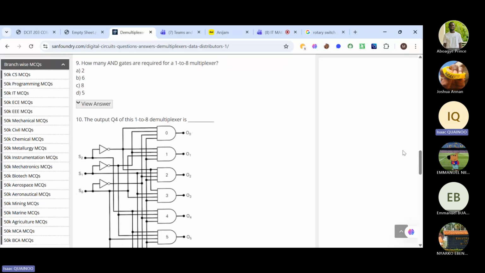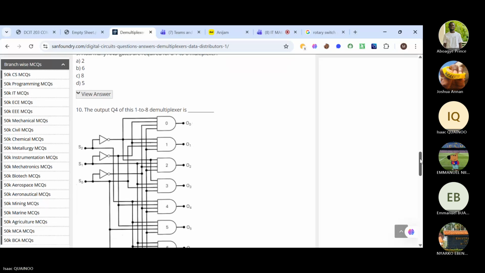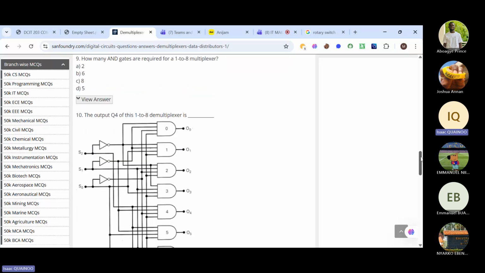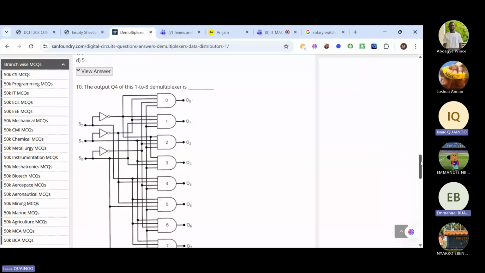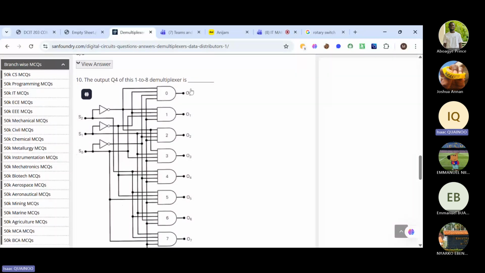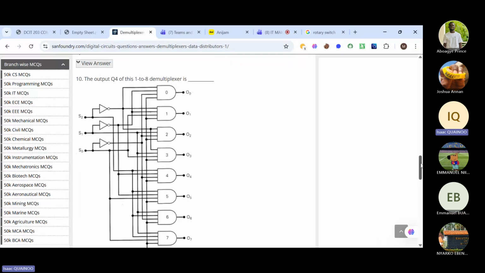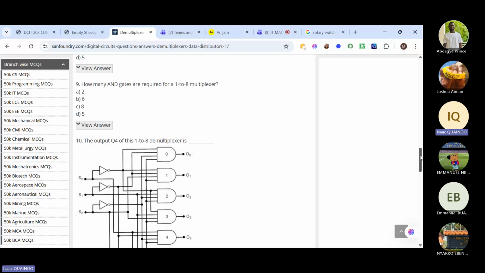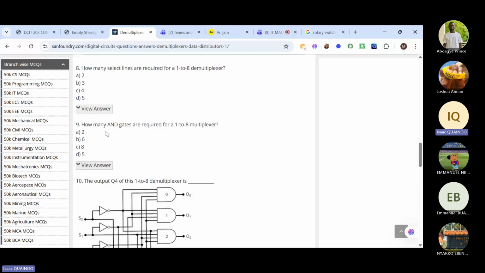How many AND gates are required for a 1 to 8 multiplexer? I think even the answer is in the next question. So how many AND gates are required for a 1 to 8 multiplexer? So we have 1, 2, 3, 4, 5, 6, 7, 8. So 8 is correct. So 8 right there.